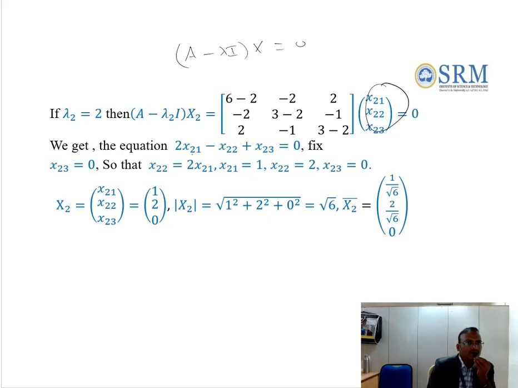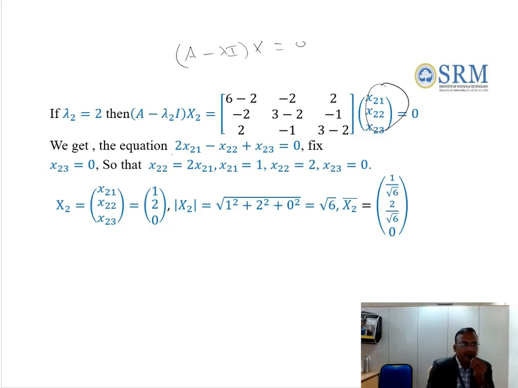Okay, so look at this. If we replace lambda equal to 2, we get all the same equations. That means evidently there is only one equation. Therefore the equation will be like this: 2x21 minus x22 plus x23 equal to 0. So there are three unknowns, x21, x22, x23, but there is only one equation. Therefore there are infinitely many solutions for the system, but among them we are going to choose one.